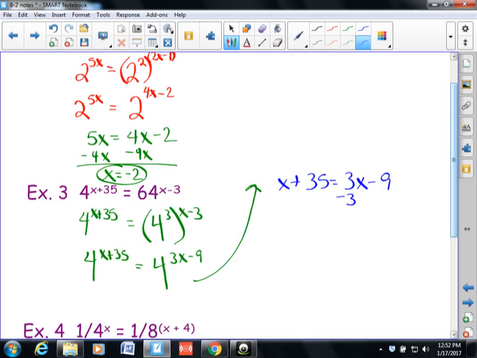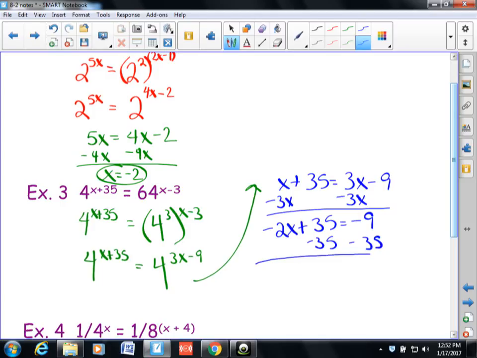If we do all of our legal algebra steps, we should be good no matter which way we go. I'm just going to subtract 3x from both sides. Negative 2x plus 35 equals negative 9. And then I'm going to subtract 35. And so we'll end up with negative 2x equals negative 44. And we'll divide both sides by negative 2. And so we get x is equal to 22.